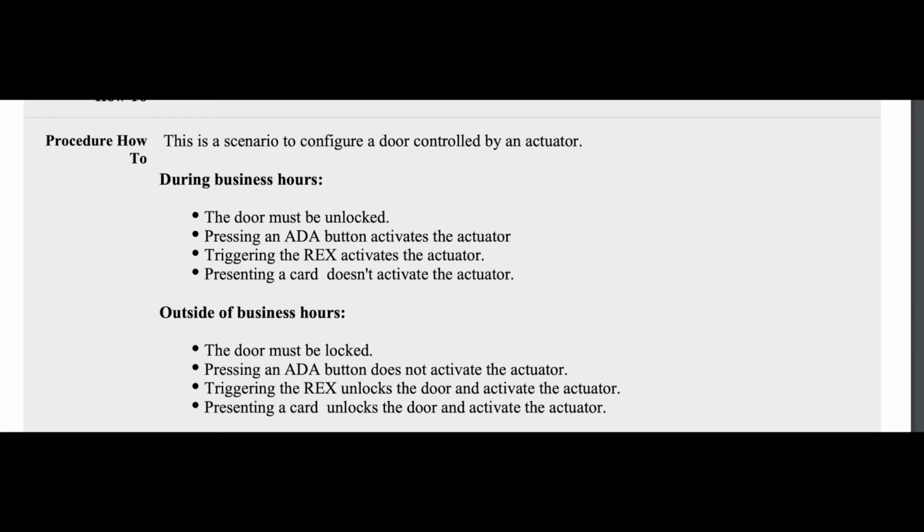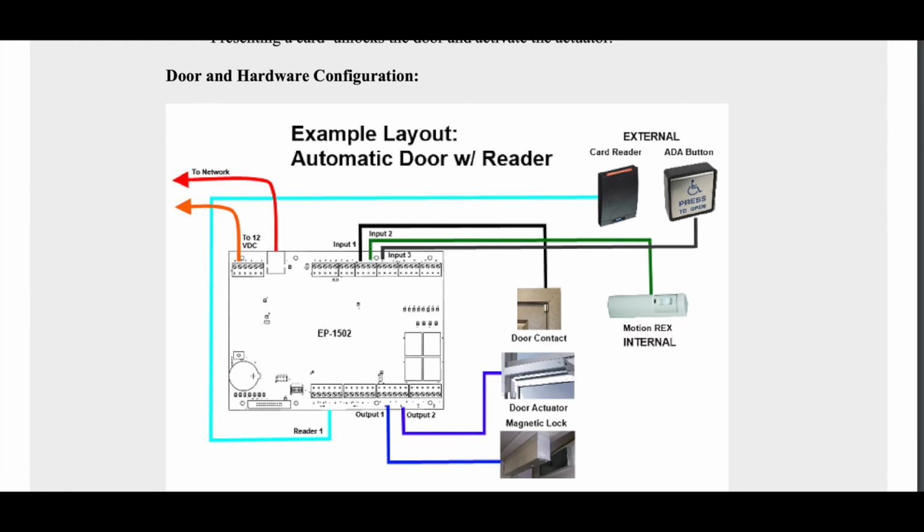Pressing the ADA button will activate the actuator. Triggering the REX will activate the actuator, and presenting a card doesn't activate the actuator. So outside of business hours, the door must be locked. Pressing the ADA button does not activate the actuator. Triggering a REX unlocks the door and activates the actuator, and presenting a card unlocks the door and activates the actuator.